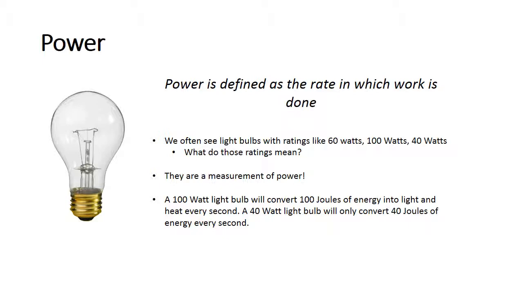Power is defined as the rate in which work is done. We often see light bulbs with ratings like 60 watts, 100 watts, 40 watts. What do those ratings mean? Well, they're a measurement of the power of the light bulb. So a 100-watt light bulb will convert 100 joules of energy into light and heat every second. A 40-watt light bulb will only convert 40 joules of energy every second.